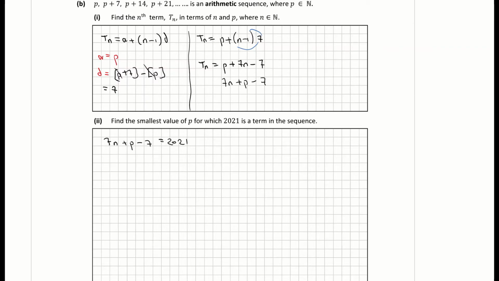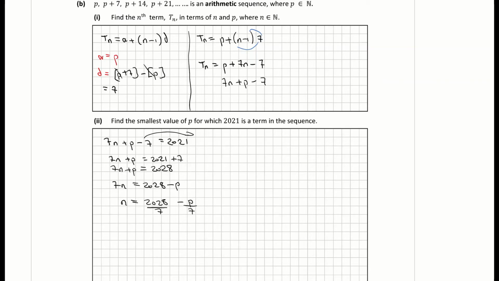What can we do there then? I'm going to move over this minus 7, which leaves me with 7n plus p is equal to 2021. Add 7 to both sides will leave me with 7n plus p is equal to 2028. I'm going to move over the p. Let's see what that gives us. 7n is equal to 2028 minus p. So that means therefore that n is equal to 2028 over 7 minus p over 7.